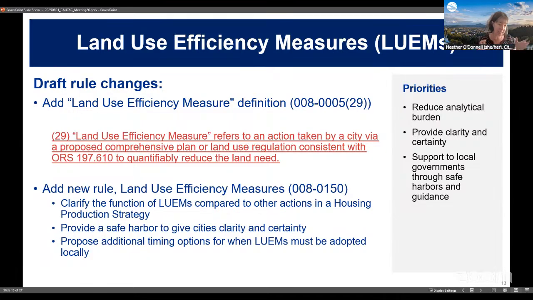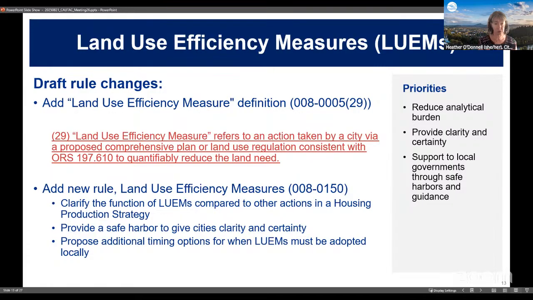And I think I said this last time, whatever we call it, I don't care. I just want to be able to make it really clear that we are able to count that as actions the city has taken to facilitate more housing than we would otherwise see without those actions. So I want to be able to use it in the math.